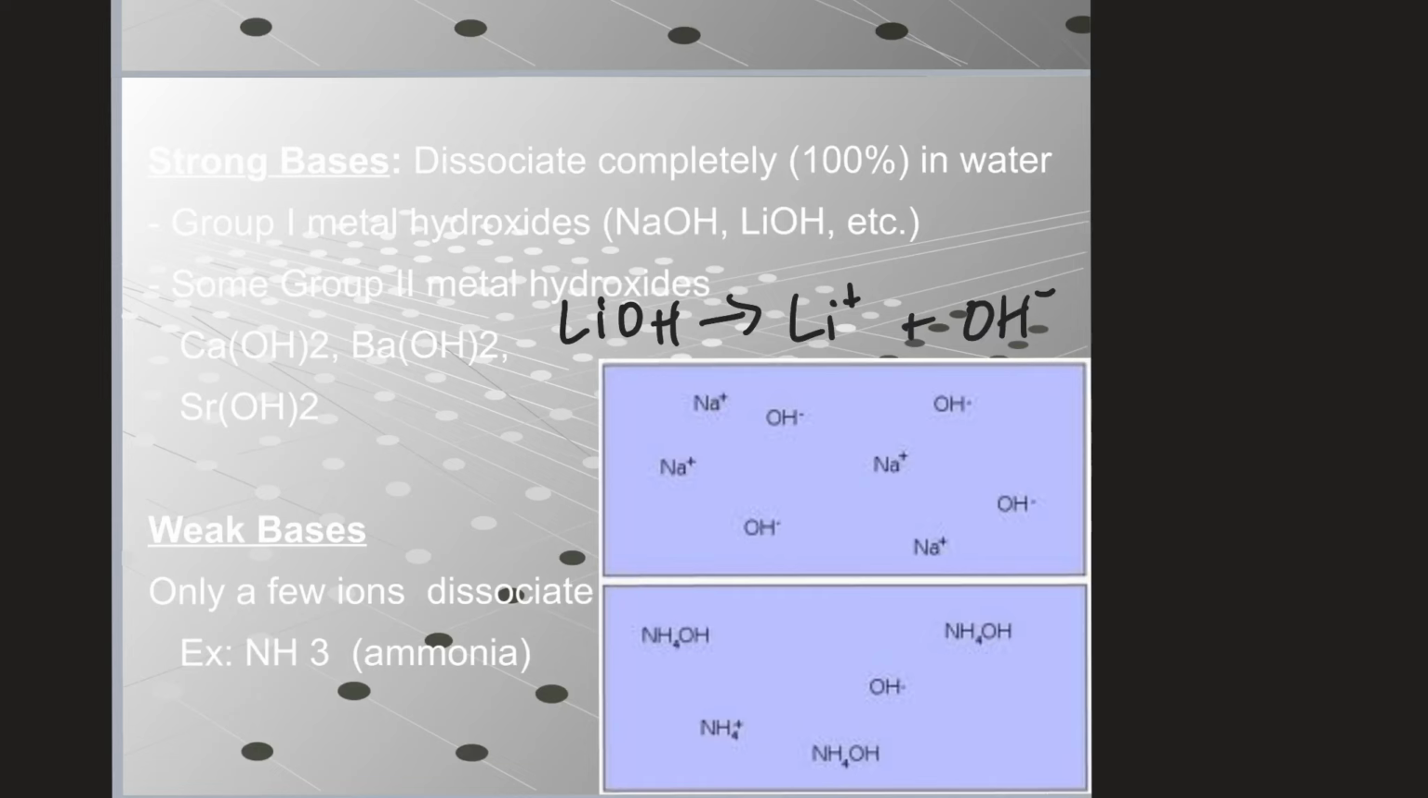Group 2 hydroxides are the same way. For example, we have barium hydroxide, which is a group 2 metal, and it will break up into barium 2 plus and 2 hydroxides. So that's just the big thing on that one.